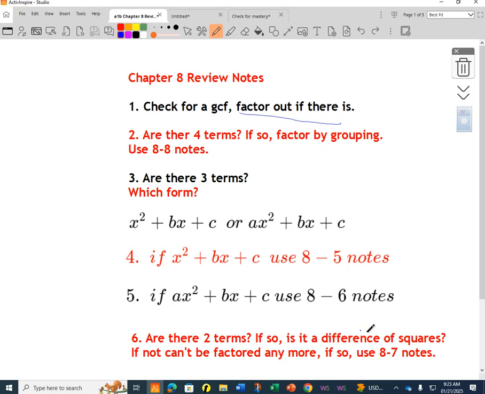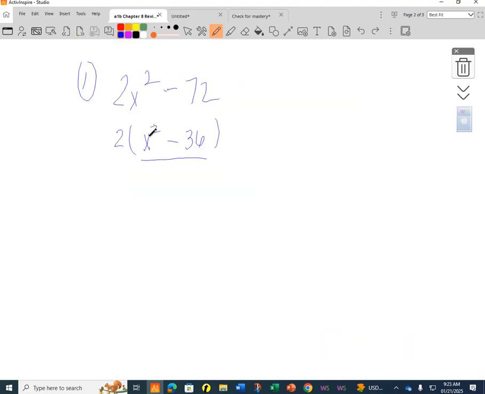If so, is it a difference of squares? If not, it can't be factored. But if it is, we're going to use our 8-7 note. So, is it a difference of squares? It is. So let's write that in. A perfect square minus a perfect square. That's what makes it a difference of squares. It's got to be minus, and each has to be a perfect square, right?